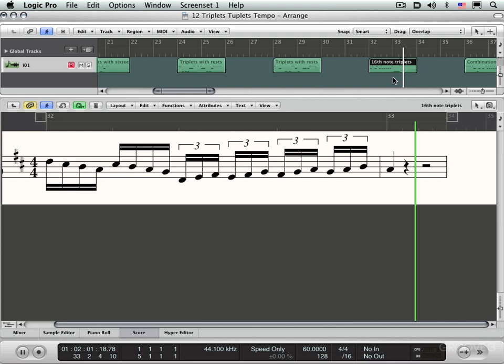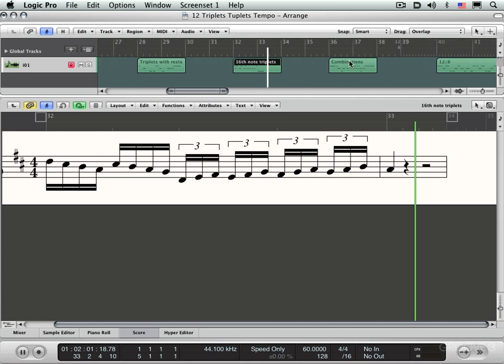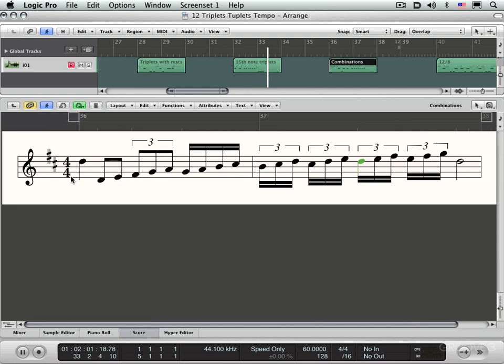Let's go to another example here, and I have a combination mixing all of these together. We're going to start off with quarter note, eighth notes, eighth note triplets, 16th notes, 16th note triplets. Let's listen to that.